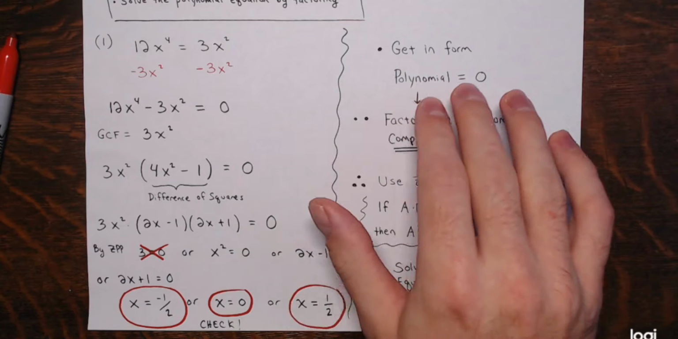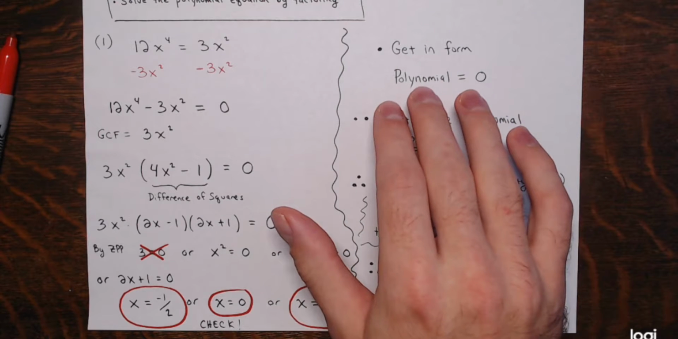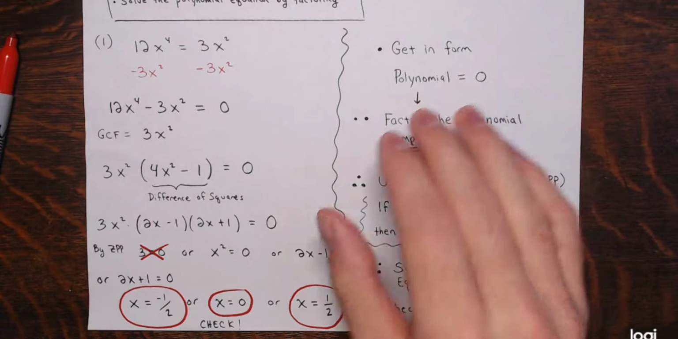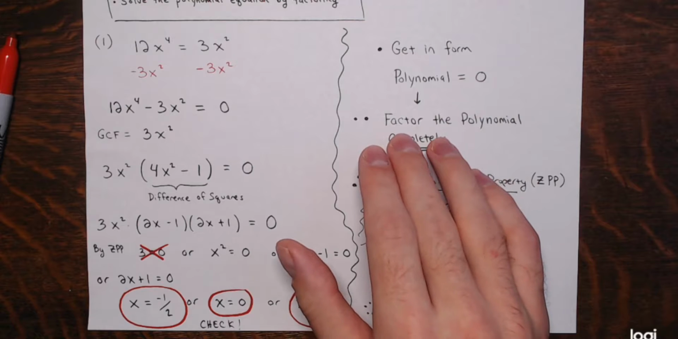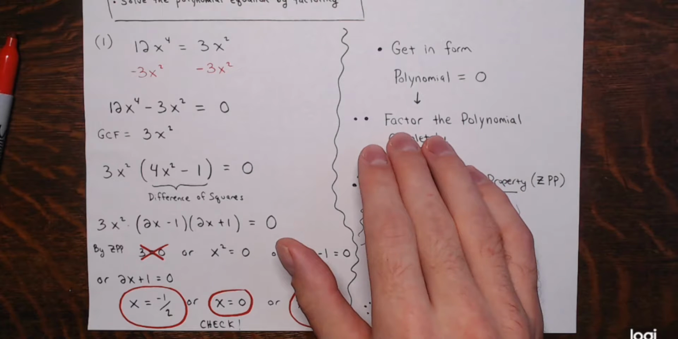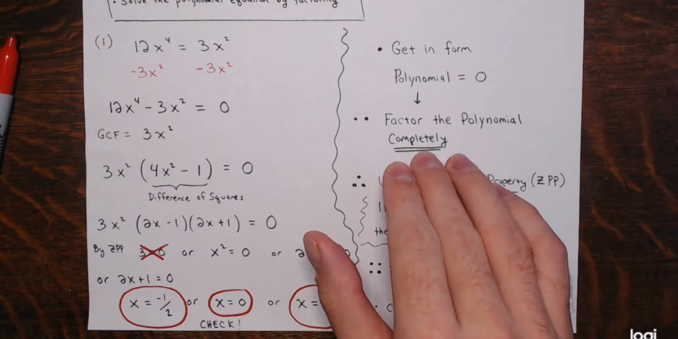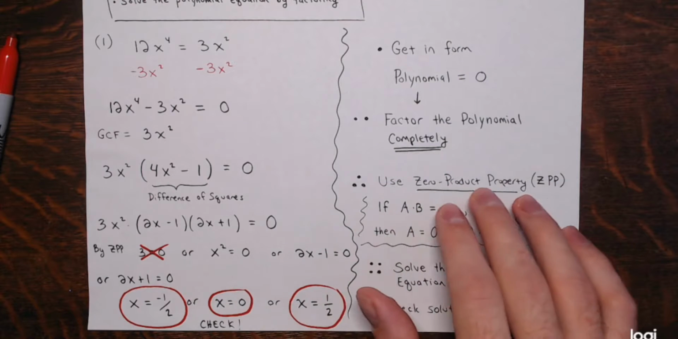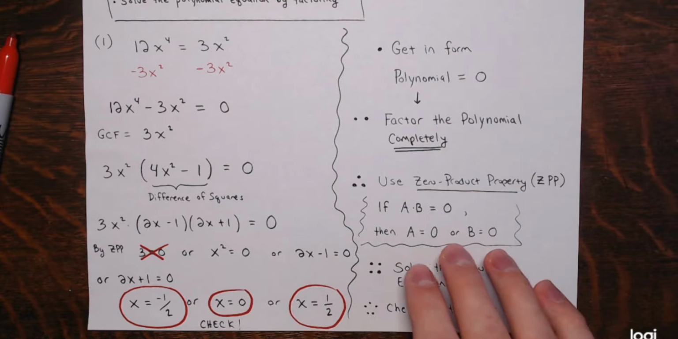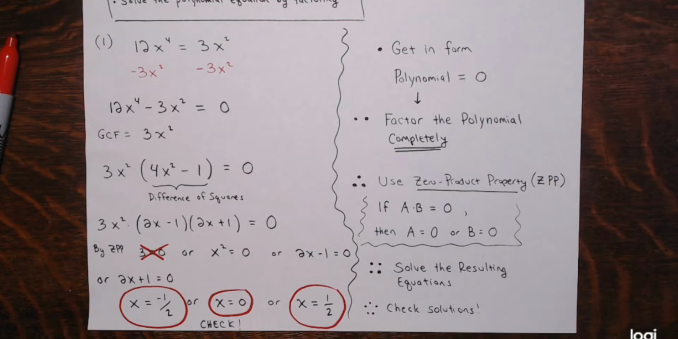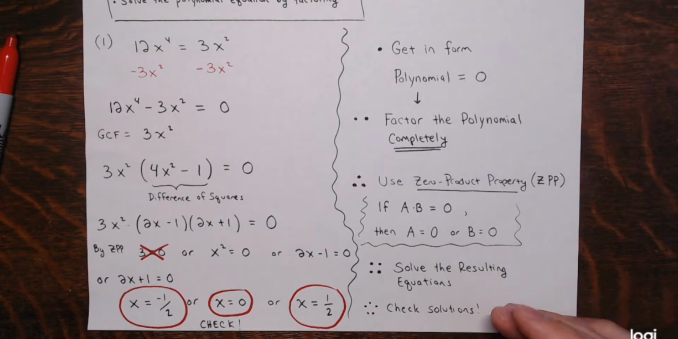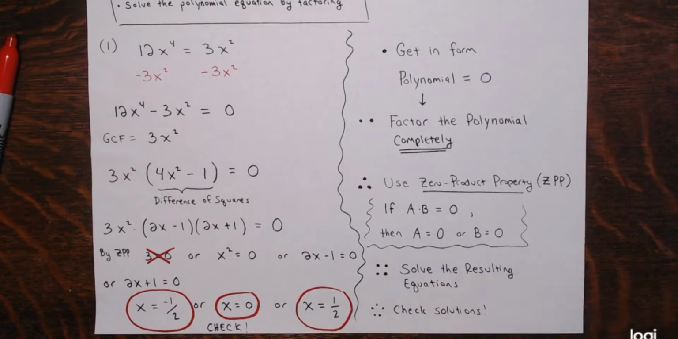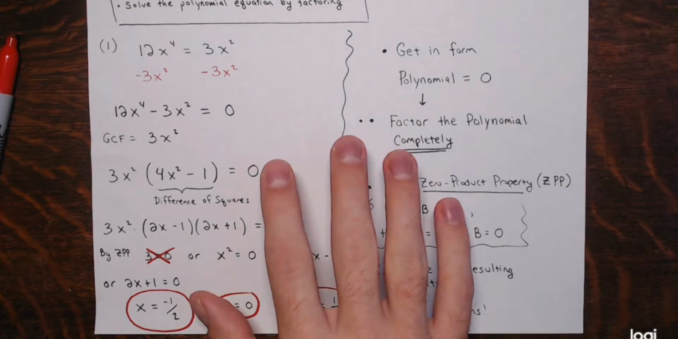Getting the equation in this form, right? Polynomial on one side, 0 on the other. Then using certain methods, whatever you recognize, hopefully you recognize how to factor the polynomial completely. Apply the zero product property to separate it into lesser degree equations, solve those resulting equations, and of course go back to the original one and check your solutions. Great. Next example.